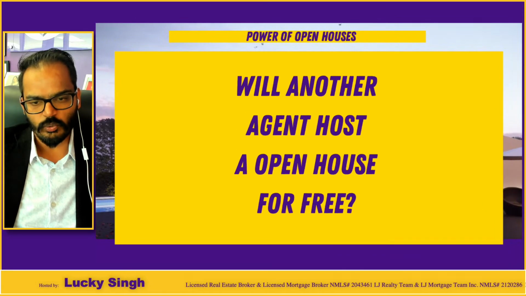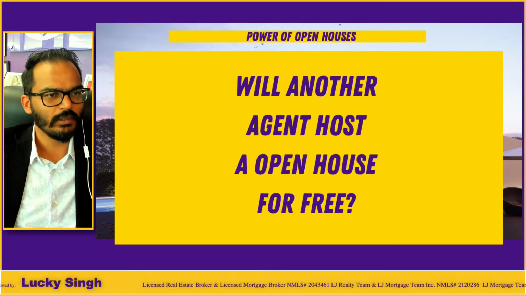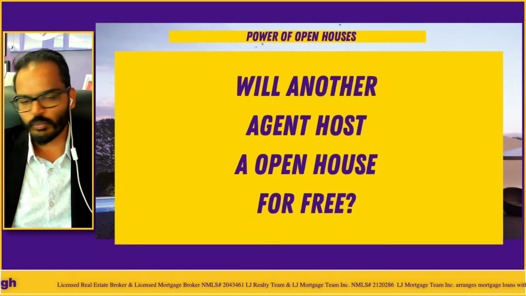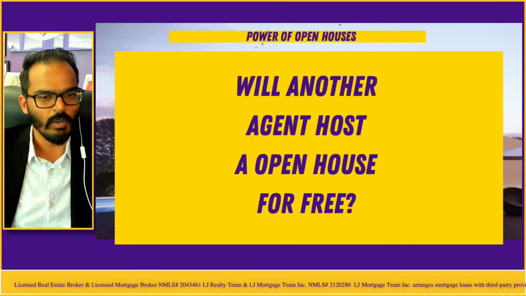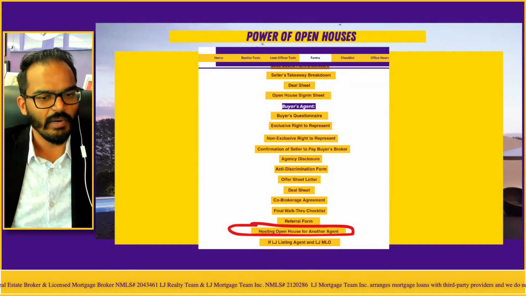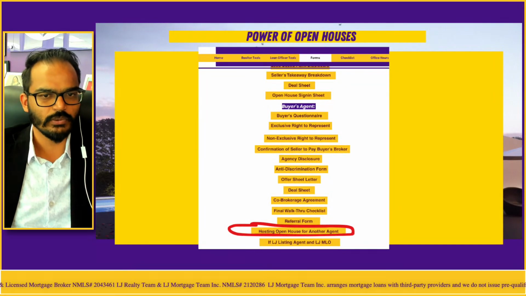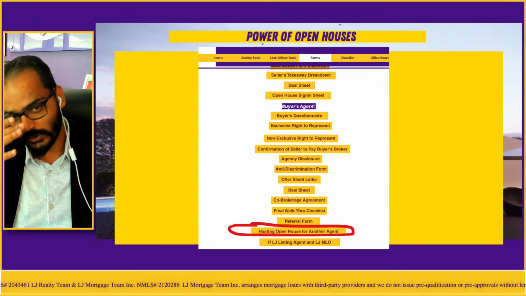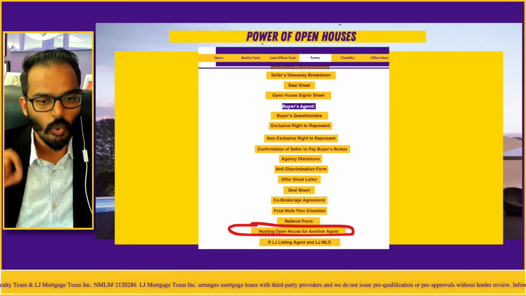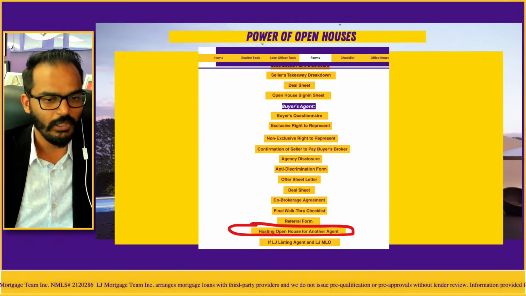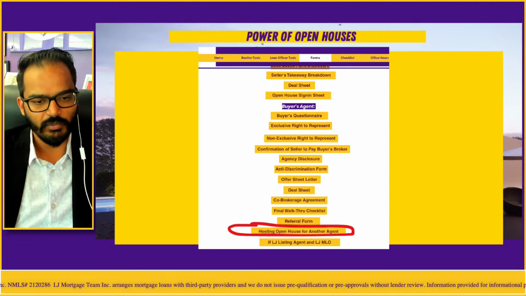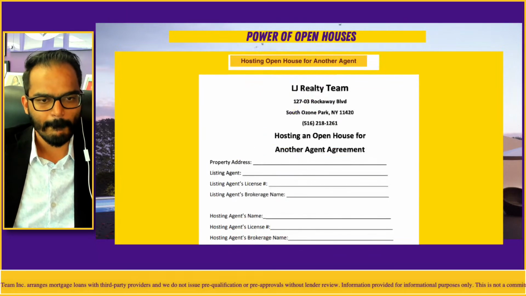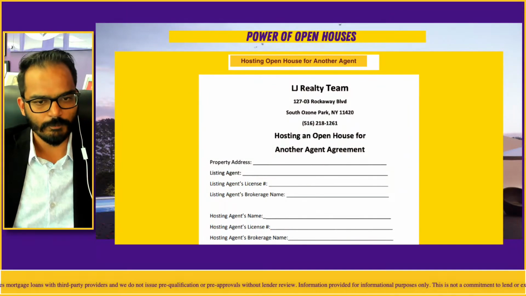If you're brand new, you have no clients, you might say, hey, I might work for free, you're going to be shadowing me. But the next one, I want to make sure that we come up with an agreement. And we already have an agreement set up for you guys. It's under forms on ljagent.com. You can see that under buyer's agent, hosting open house for another agent. Very straightforward. You click on that link and you will see a form like that.